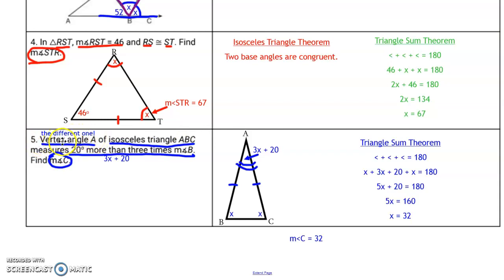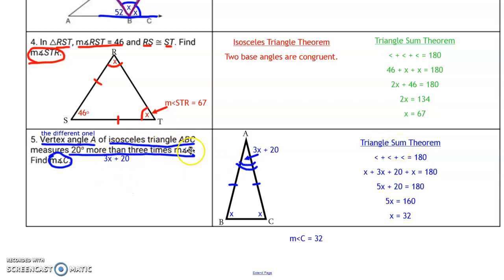Vertex angle A. When it says vertex angle in an isosceles triangle, the vertex angle is the different one. The other angles that are here and here, for example, these are base angles. The vertex angle is the different one. So here is the vertex angle, here are the two base angles. We solved that by using the triangle sum theorem.